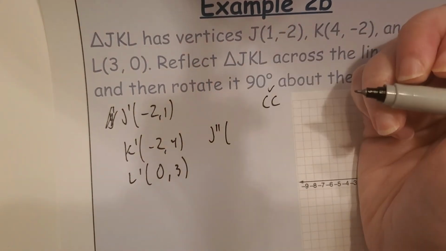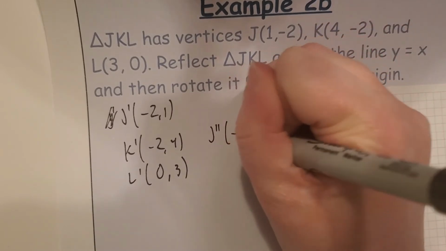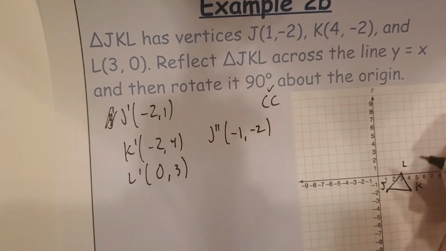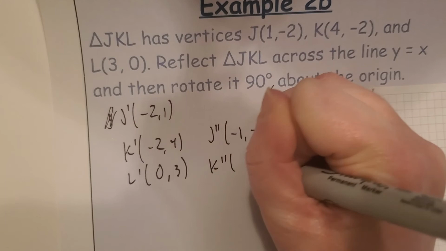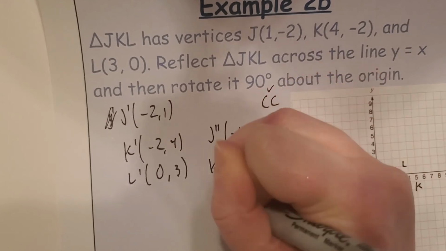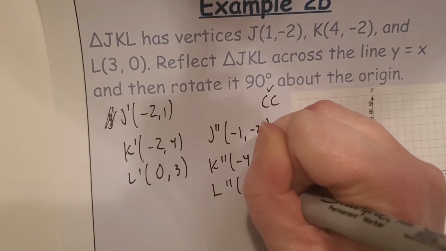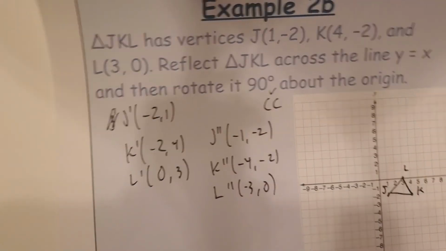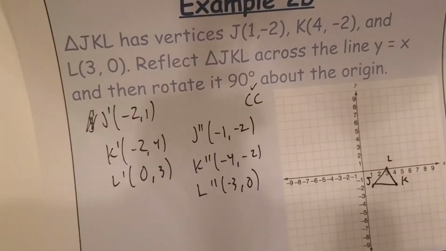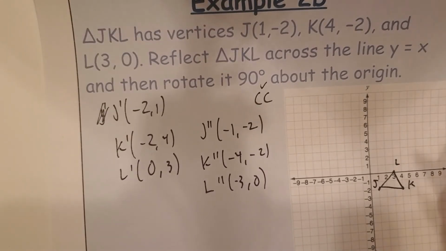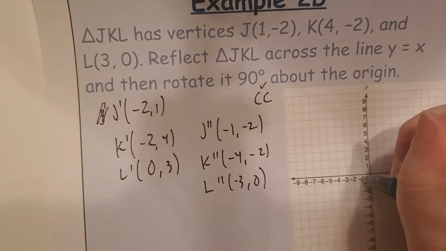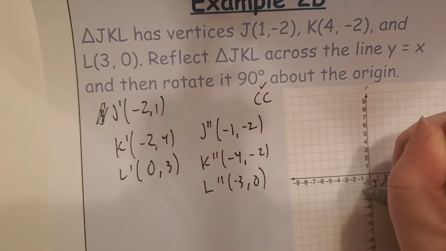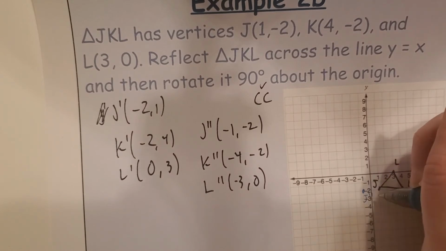J double prime, in that case, if we're following the rule, is going to be -1, -2. K double prime then is going to be -4, -2. And L double prime is going to be -3, 0. All right. So let's plot all this. So this is J double prime.